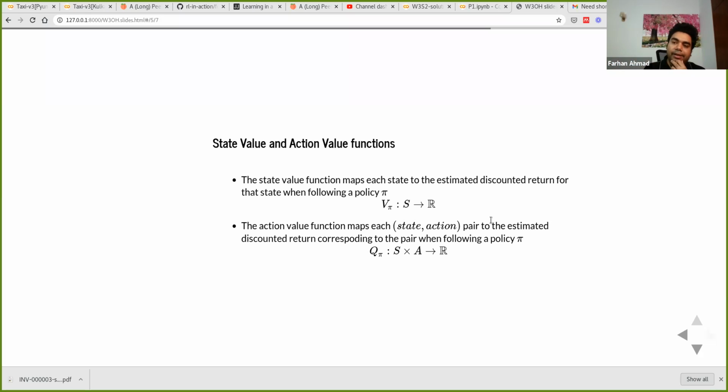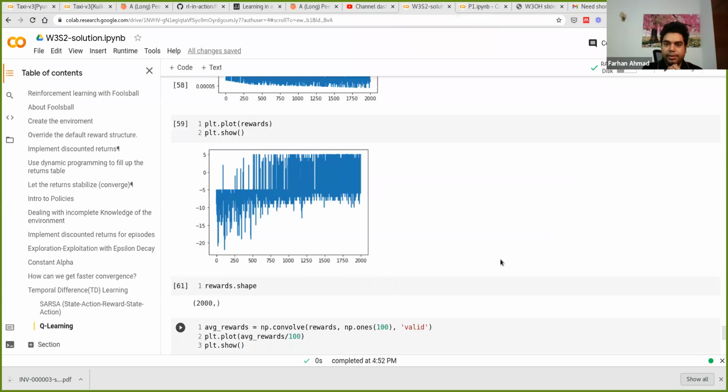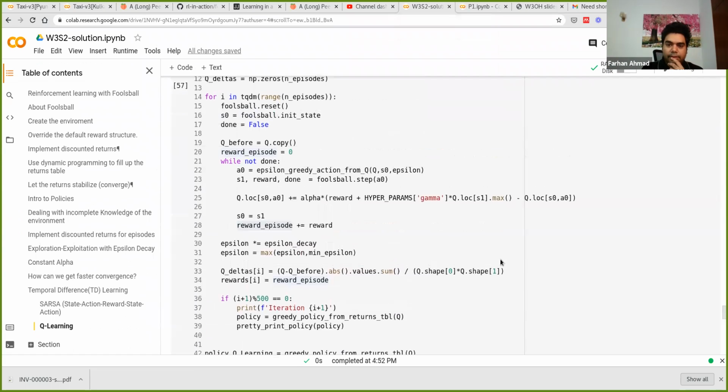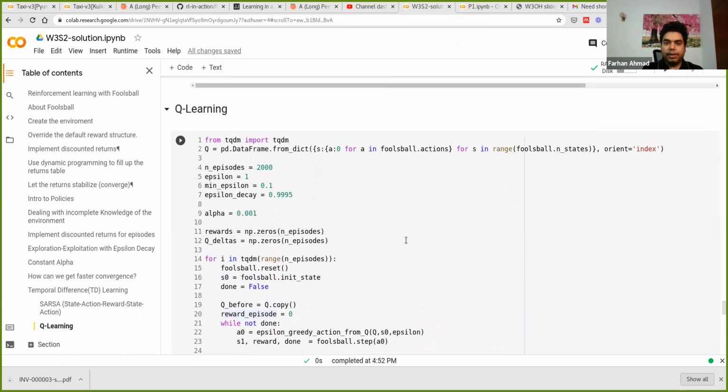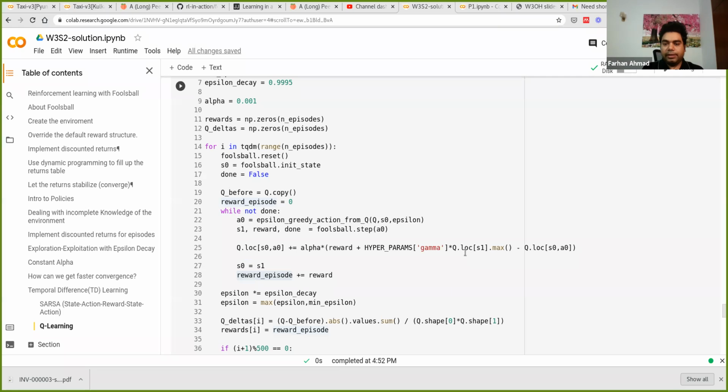So we haven't explicitly used state values, but if you go back to the code over here, especially the code for Q-learning, if you look at this part, notationally, if you want to describe it, this could be your v value. This is your state value because this is the maximum across all actions. It doesn't care about the action, it just gives you the best return.